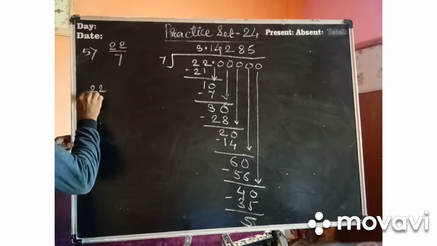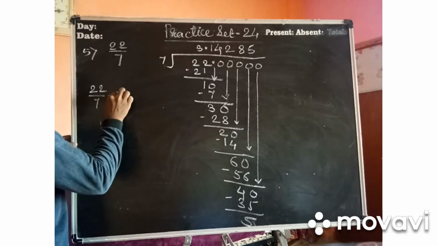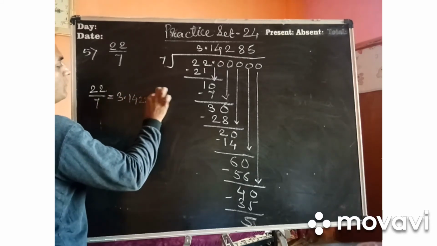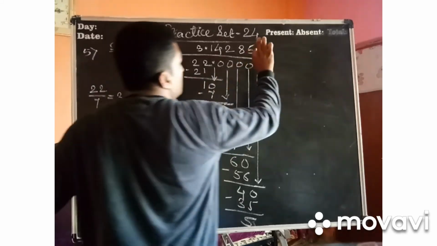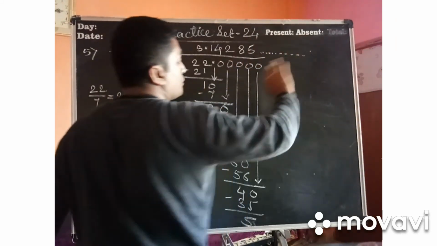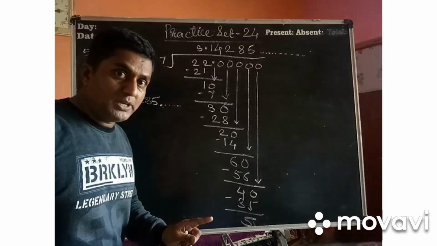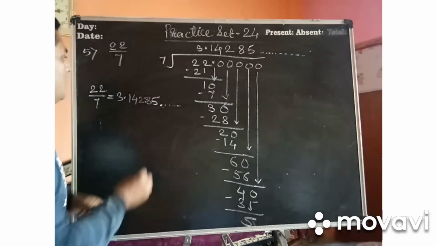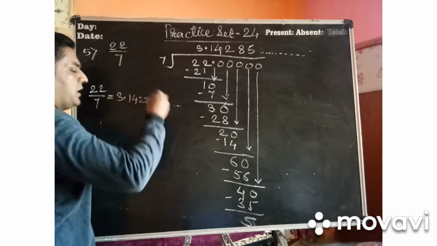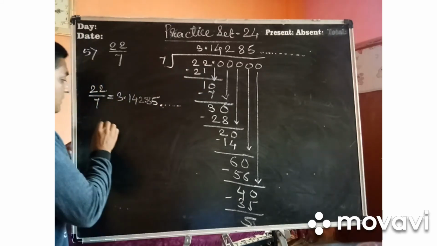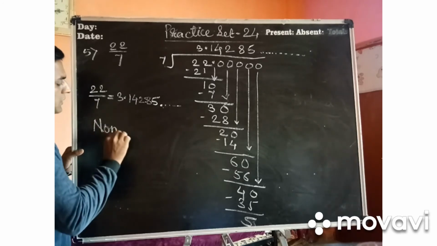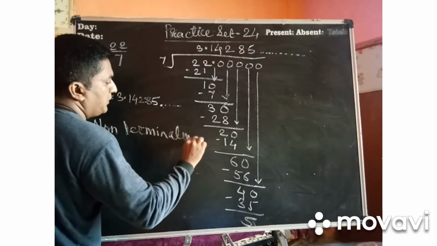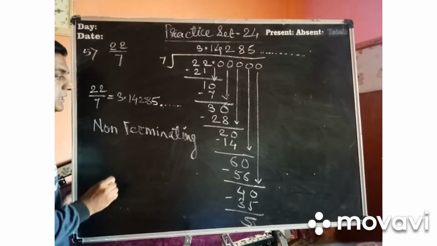What I am writing? 22 upon 7 is equal to 3.14285 dot dot dot dot dot. Here also I will mention dot dot dot dot dot. It means what? Unending. Unending means non-terminating. Now non-terminating means, see, it will not end. 3.14285 and whatever it will go. So I will write down it is non-terminating. Means it will not end.